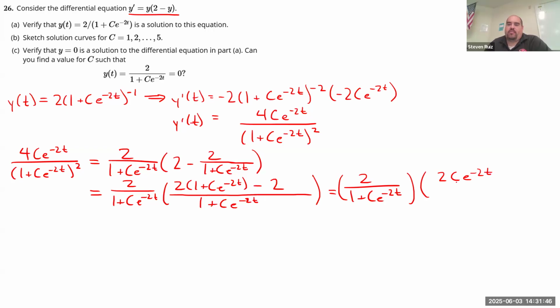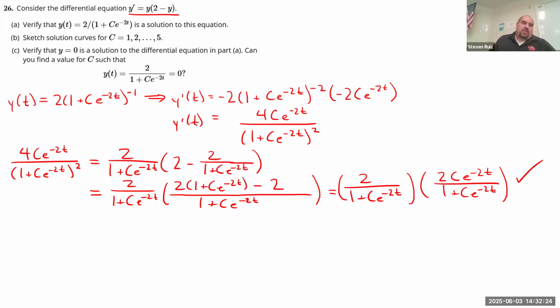e to the negative 2t over 1 plus c e to the negative 2t. All right, do I believe this is the same as the left-hand side? Well, the denominator is 1 plus c e to the negative 2t squared. I believe that my denominators are going to agree because I have 1 plus c e to the negative 2t in both denominators. If I multiply them together, they're going to be squared. And then what is 2 times 2c e to the negative 2t? I believe that is indeed 4c e to the negative 2t. So I feel good about the solution offered here.